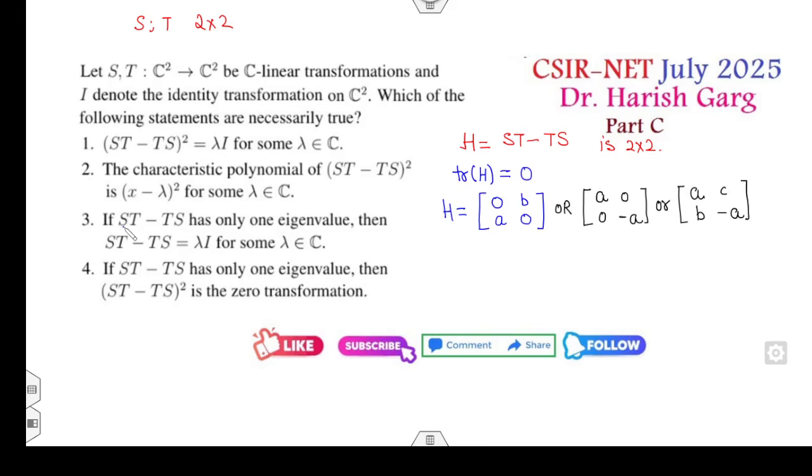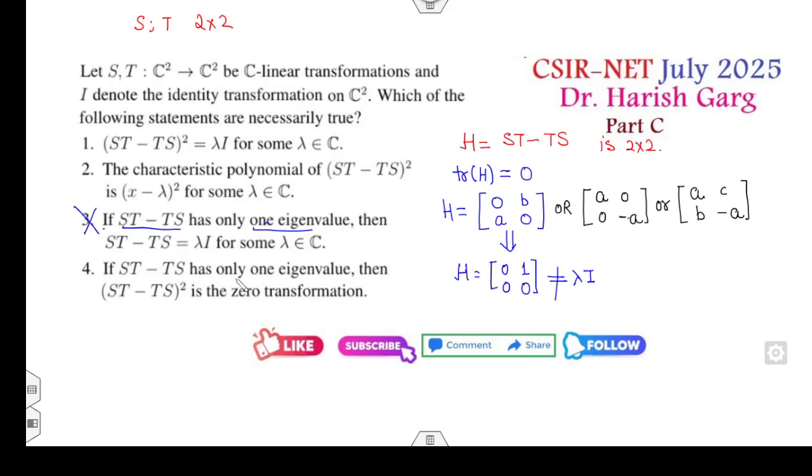Okay, so first let's look here. ST and TS, that is H, has only one eigenvalue. Here you are getting 2 eigenvalues, A and minus A. So only this case involves one eigenvalue. No. Okay, take any values of A and B with respect to this. It will have only one eigenvalue. Then ST minus TS, that is basically H. Can you write this number as lambda of I? No. So the third option is the cancel option.